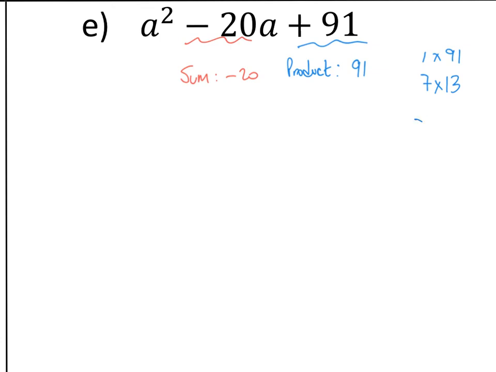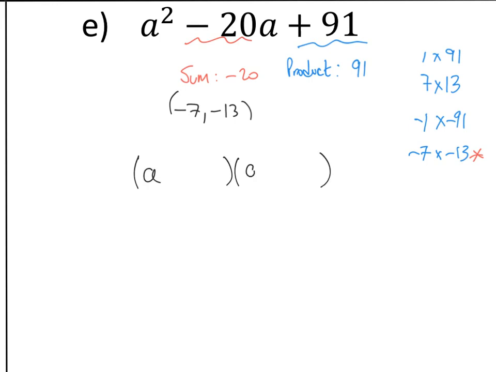So that's again where we need to think about the negative factors. So we've also got minus 1 and minus 91. So the two minuses multiply together to give a positive. And we've also got minus 7 and minus 13. And then it's this last combination that is going to add together to give minus 20. So our two numbers are minus 7 and minus 13. So we've got our two brackets. The first term in each bracket this time is an a. And then the numbers inside the bracket, we've got a -7 and a -13.